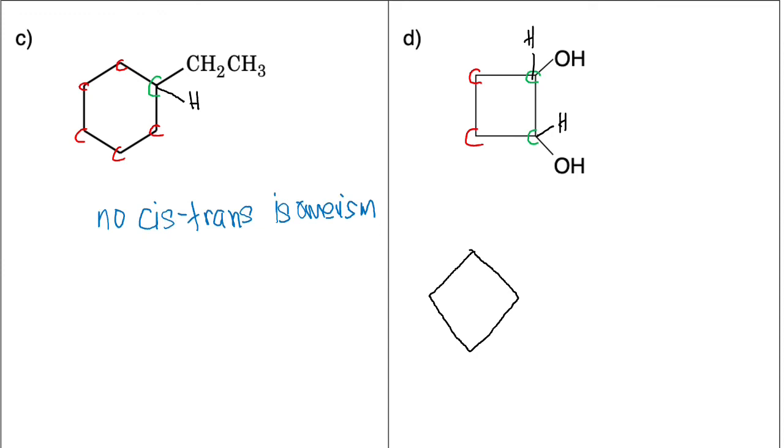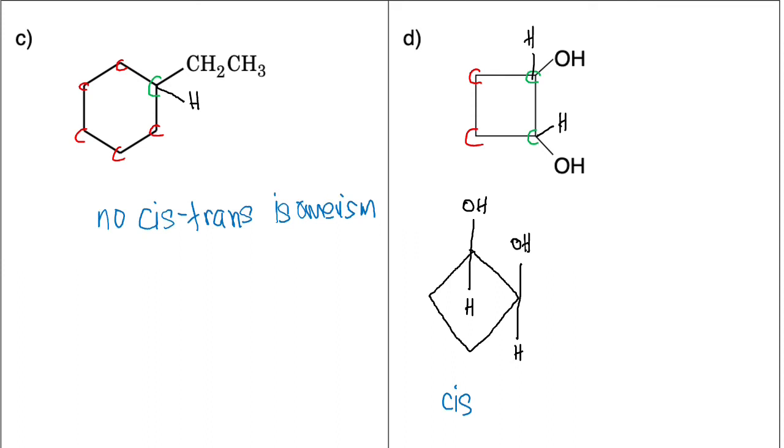Okay, this one. Kita letak OH di atas dengan H di bawah. Sebelah lagi, OH di atas dengan H di bawah. Nah, ini kita kena ada sedikit creativity dalam melukis. Okay. So, as you can see, OH pun di atas, H pun di bawah. So, ini adalah cis.